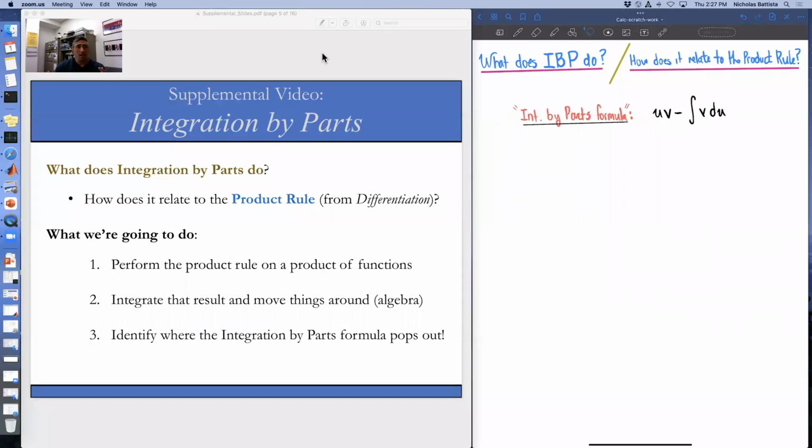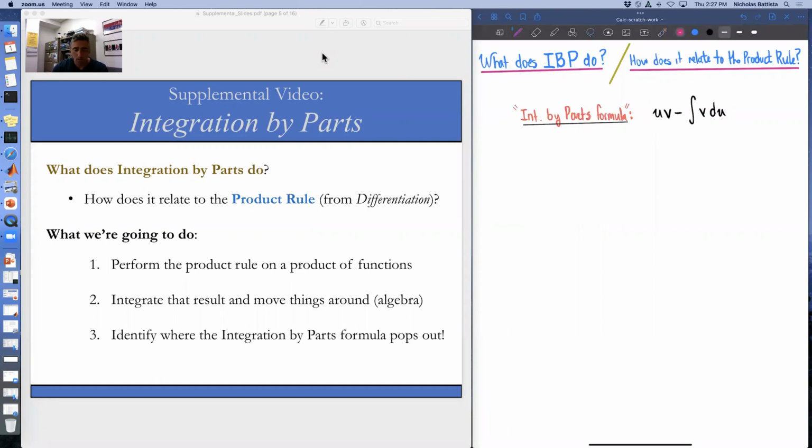Hello, so if you've done integration by parts before, you've probably seen this integration by parts formula, uv minus the integral of v du. Well, in this video, we're really going to talk about what integration by parts does at the heart of it, as well as how it relates back to product rule differentiation from calculus A. So we're really going to show where the derivation of this integration by parts formula actually comes from.